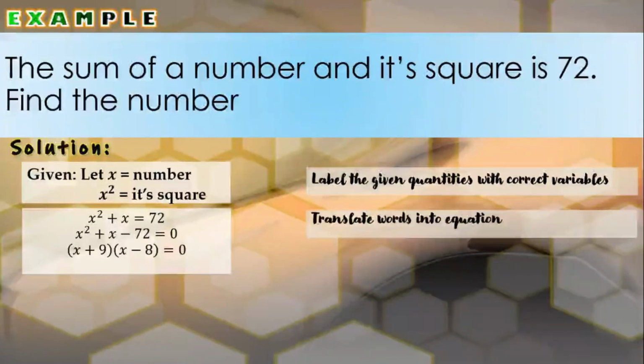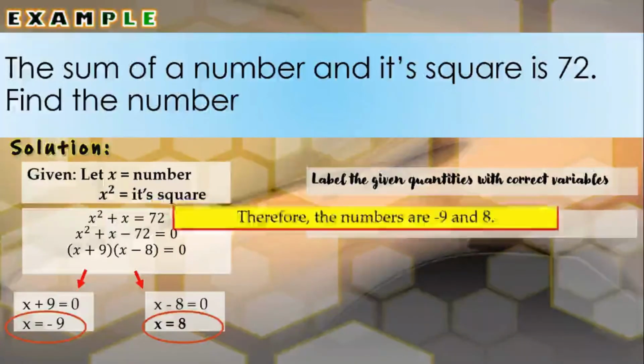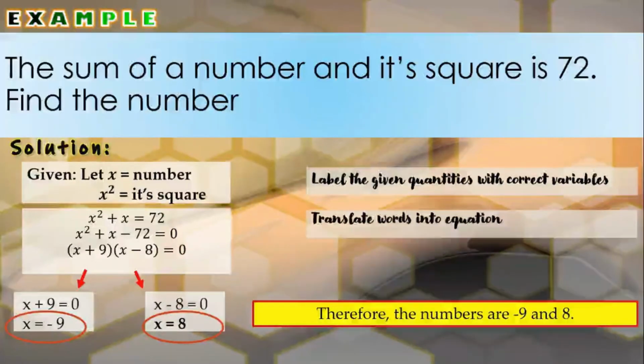So factor it out. So that will become x plus 9 and x minus 8. So, equate each factor into 0. So, x plus 9 is equal to 0 and x is equal to negative 9. And then x minus 8 is equal to 0, and then that will become x is equal to 8. Now, pwedeng ang sagot is negative 9 and positive 8. Okay?